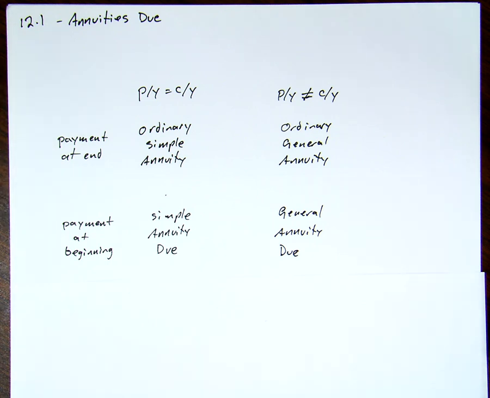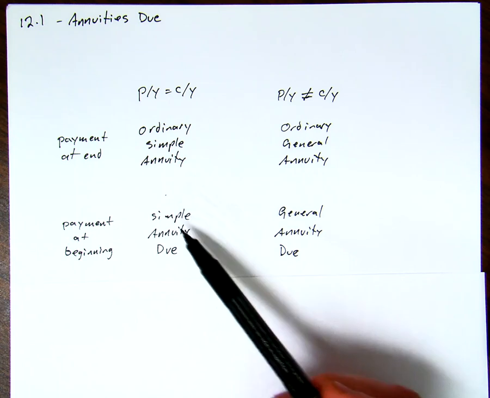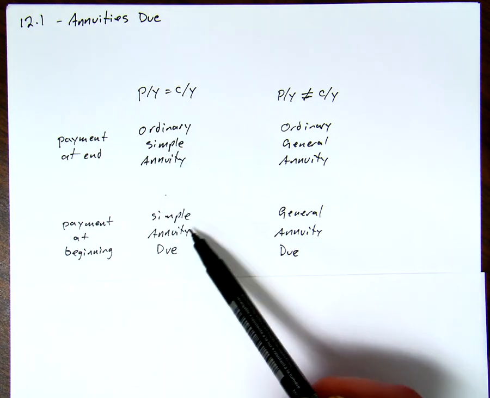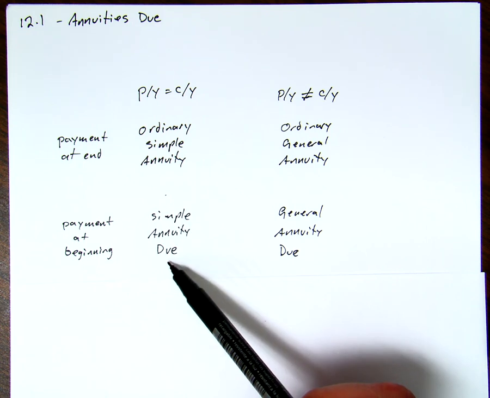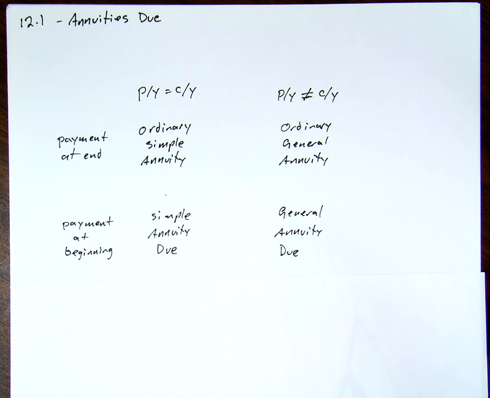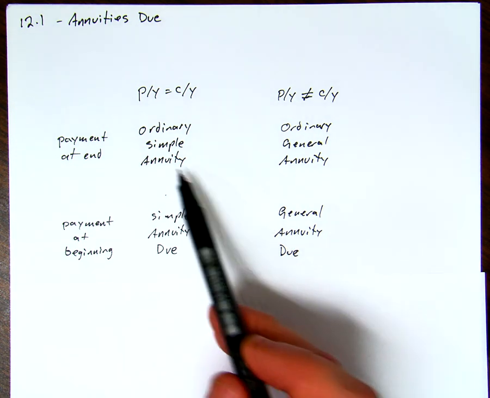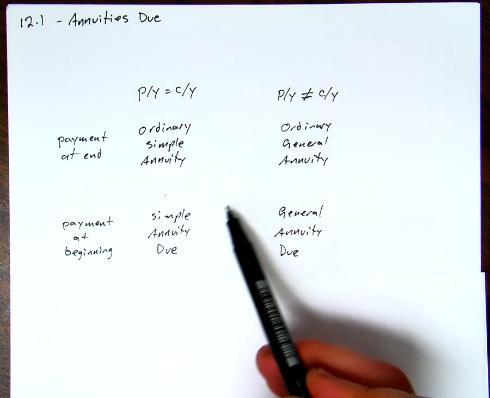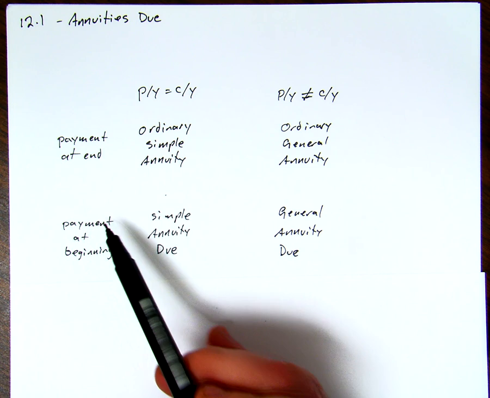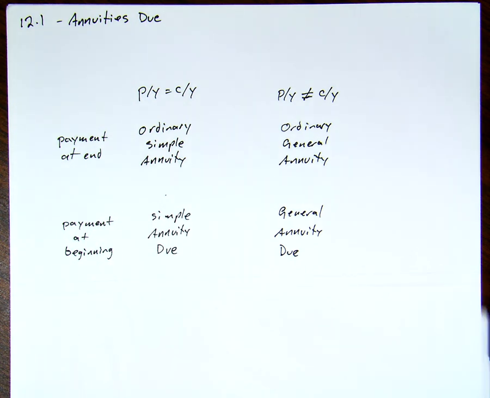So we now have 4 categories. If the payment frequency and the compounding frequency are the same, we have a simple annuity due. And if they're different, then we have a general annuity due. So a lot of the stuff that we did before is going to be the same. The only difference is we're going to make a payment at the beginning of the month rather than the end.